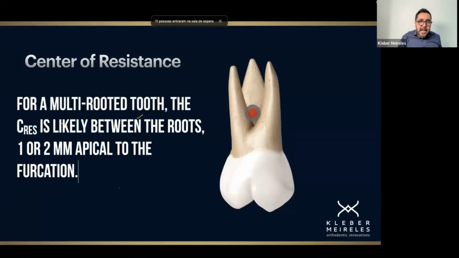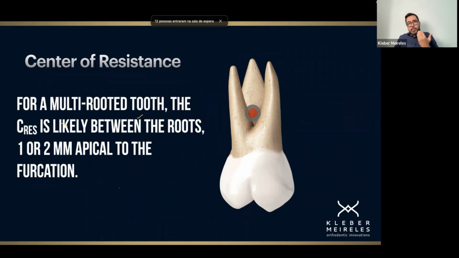Well, you are seeing now one view. And if I'm applying, again, remember, 3 topics, I'm just looking for the one line of action here. And I'm applying the line of action of the force, trying to close the space with a translatory movement of the molar. I'm applying the force at the height of the center of resistance. But I'm seeing just the lateral view of it.